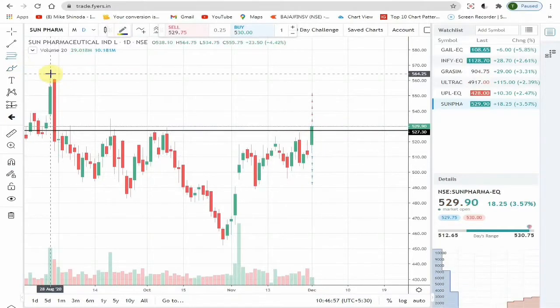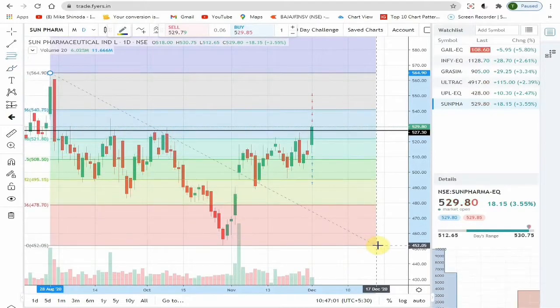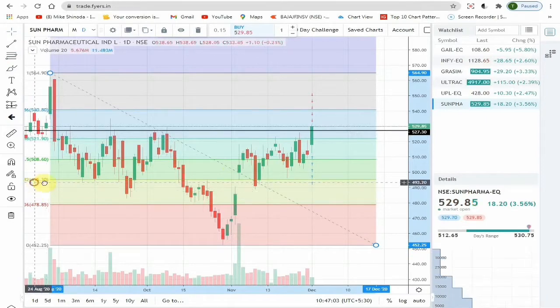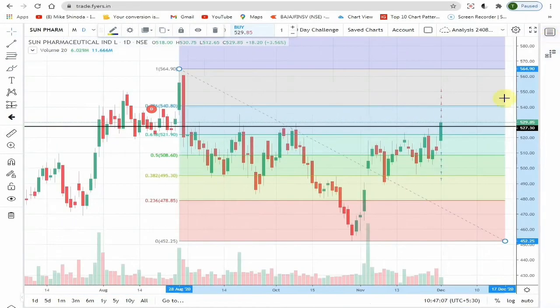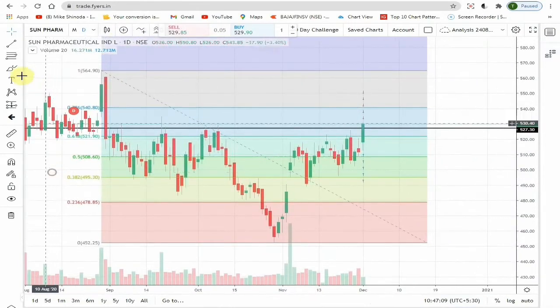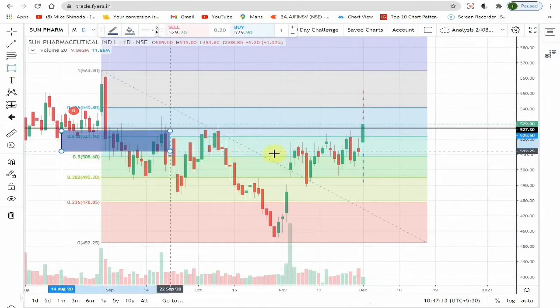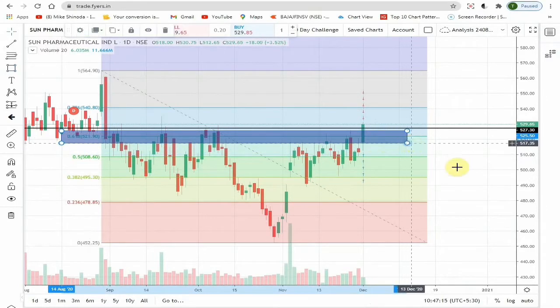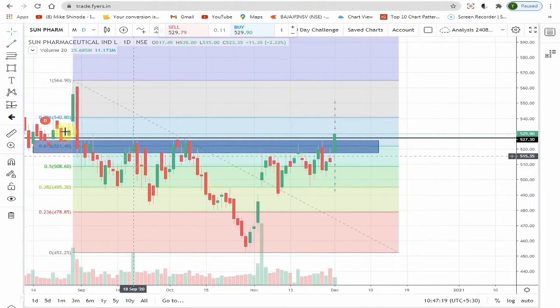Second thing is, if I take a FIBO from the swing high to swing low, I see that the breakout has actually happened at the level of 61% in FIBO. So let me just show it to you. If you see this whole 61%, this is the place where there was a major resistance. Okay, and finally it gave a breakout over there, and it gave a breakout with a pretty big candle and a good volume.